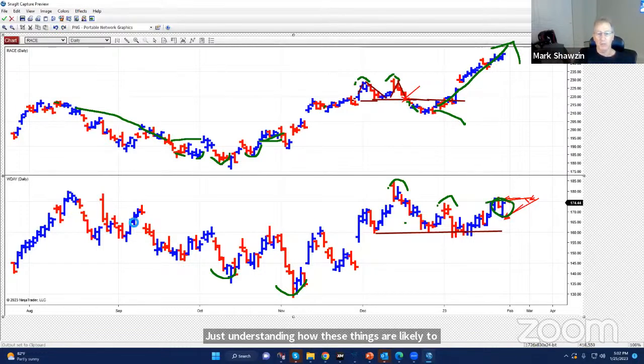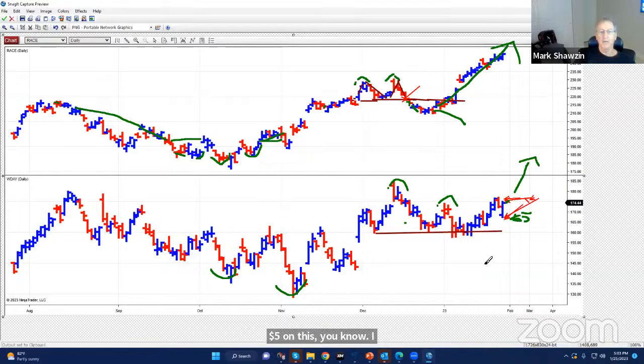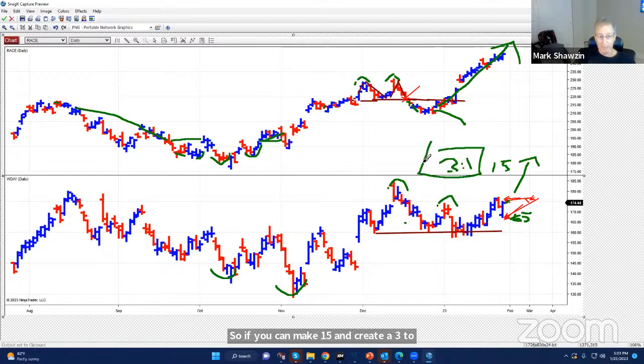But again, it all comes down to just risk and reward. What happened today revealed certain plays that you can make tomorrow, where the market has set up in a certain way, and you can create certain risk and reward. And the way to make money is that you make way more than you risk. So if you're risking $5 on this, I look to make 3 times my risk. So if you can make 15 and create a 3-to-1 risk reward ratio, that's how you make money. Trading in and out every day, you're not going to make money.